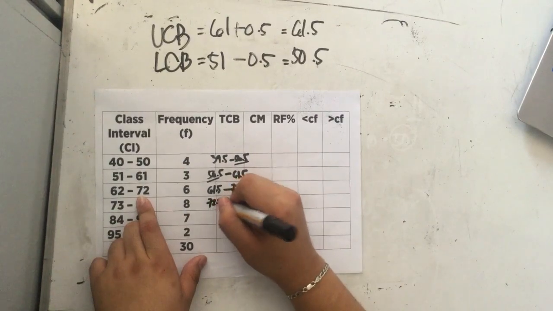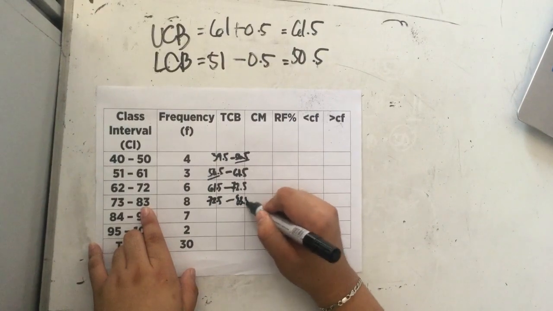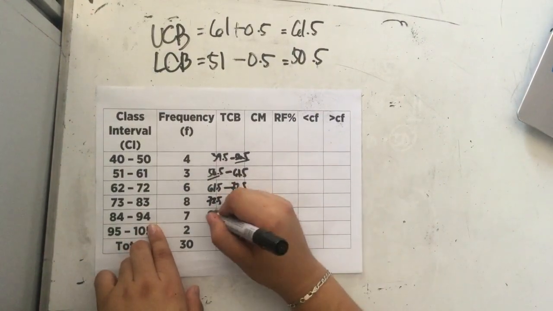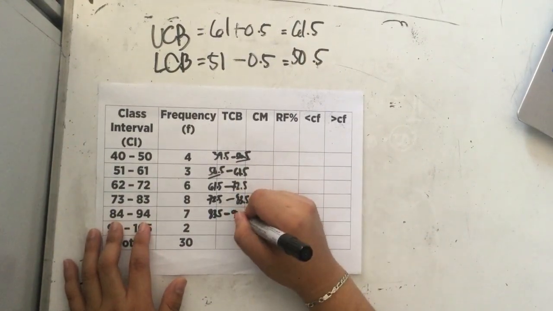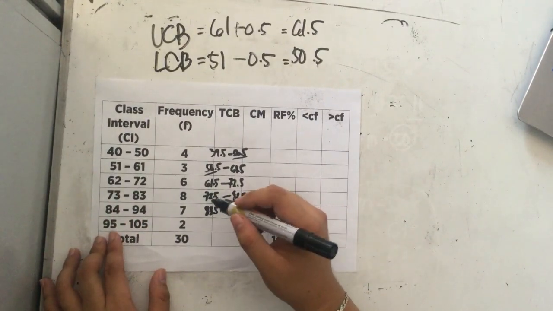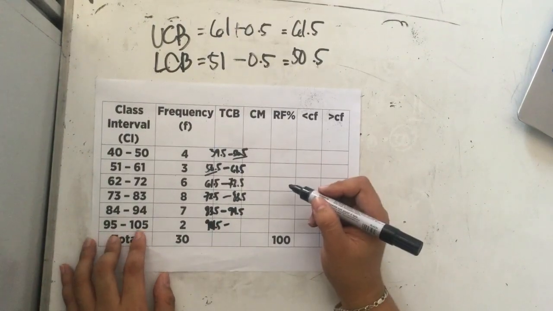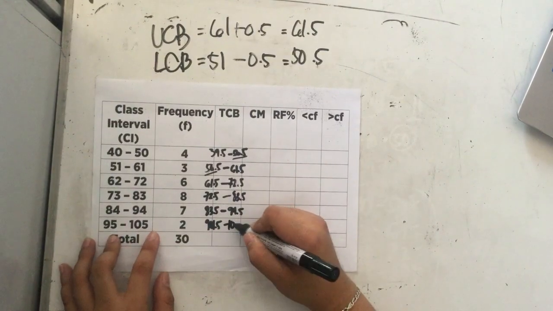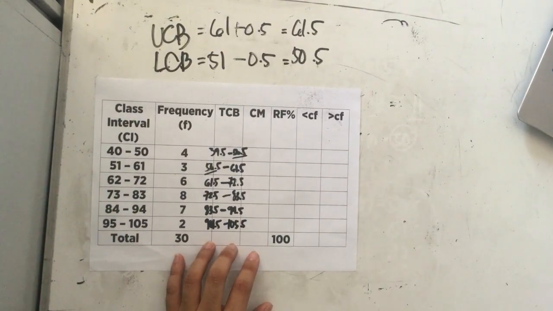So copy 72.5 to 83.5. So copy 83.5 to 94, plus 0.5 we get 94.5, and then copy the 94.5 plus 0.5 dito sa 105, so 105.5. Okay, so that will be our true class boundary.